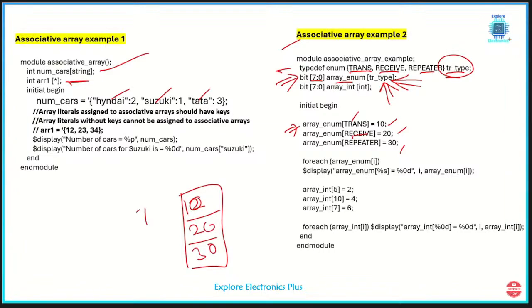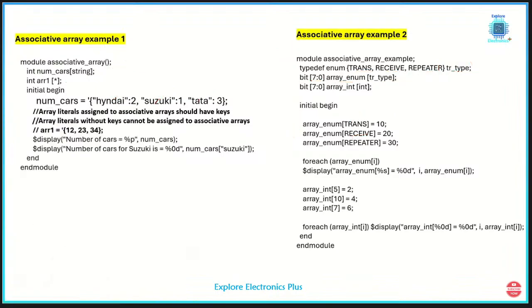And this has the type trans, the index is trans here. This will be receive, this will be repeater, right? These are enum types. Enum type in the sense, trans will take value 0 by default, this will take value 1 by default, this will take value 2 by default. Enum type can also be used as an index type over here, right? Similarly, our array_int will be taking int type as an index. So this we have seen.